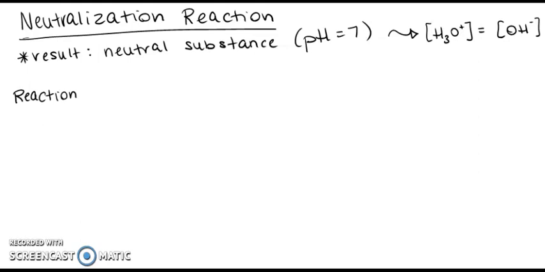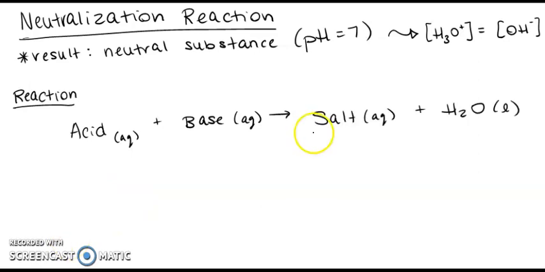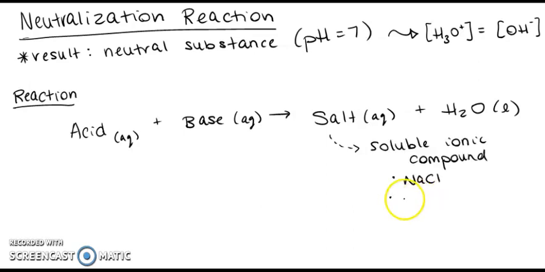In a neutralization reaction, an acid combines with a base, both of which are dissolved in water, and this creates a dissolved salt and water. When I say the word salt, I don't necessarily mean sodium chloride like table salt, although it could be. The term salt in chemistry just means a soluble ionic compound. Could be something like sodium chloride, but it could also be something like magnesium iodide or lithium bromide. Anything like that would be considered a salt.